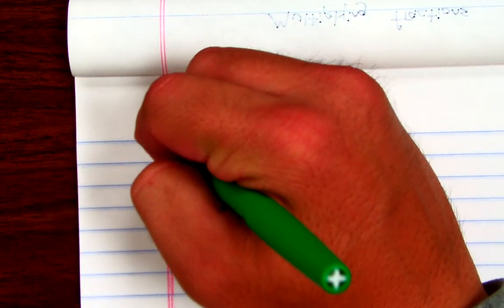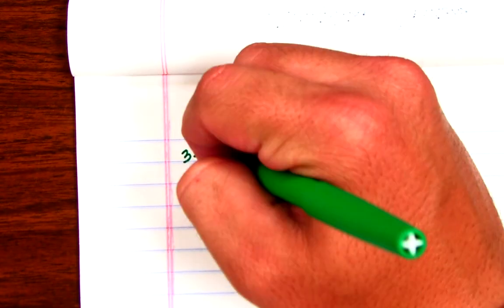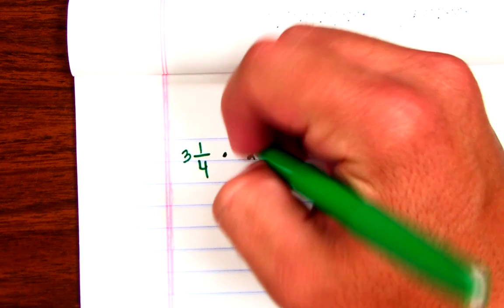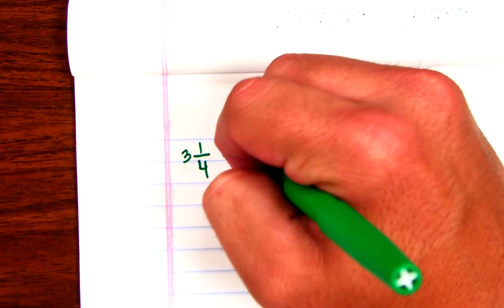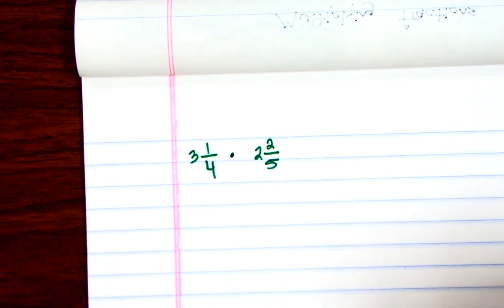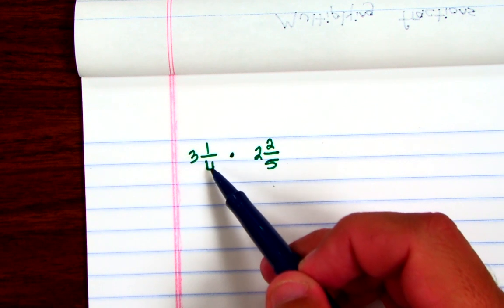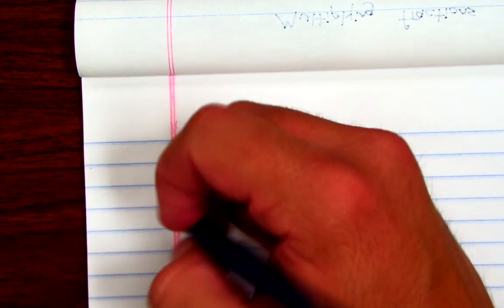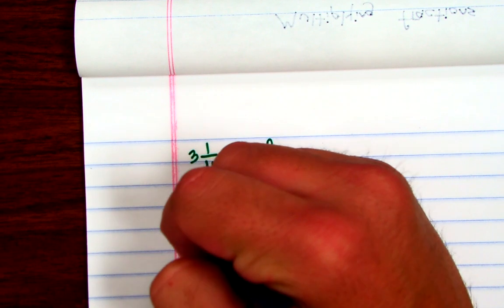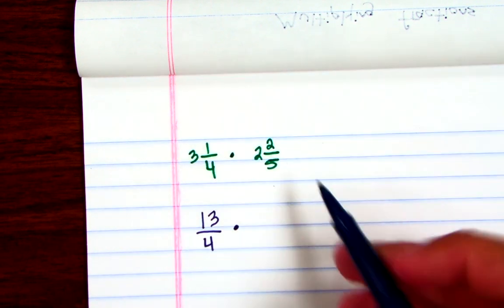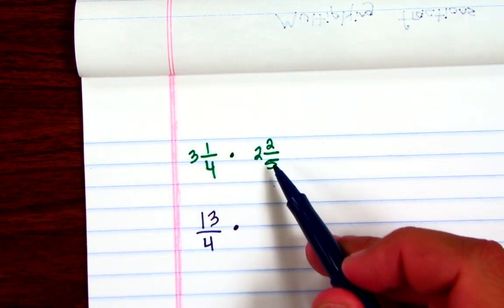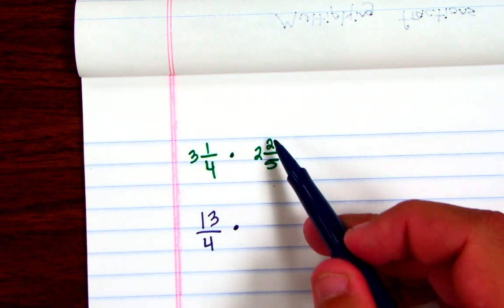Let's do 3 1/4 times 2 2/5. Well, this time I have two mixed numbers. Turn them into improper fractions. 3 times 4 is 12. 12 plus 1 is 13. 2 times 5 is 10. 10 plus 2 is 12.